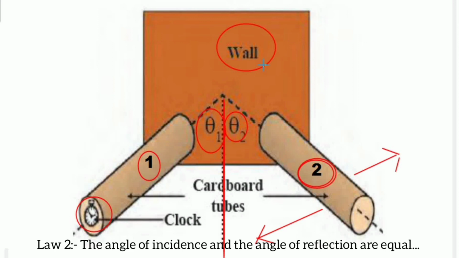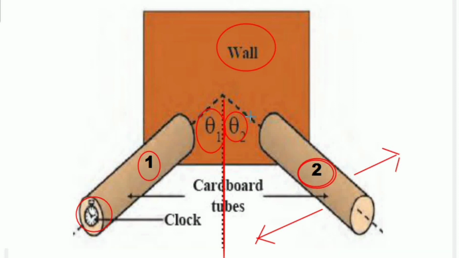So these are the two inferences, or the two laws, and these two laws are called the law of reflection of sound. A very simple activity is there, and using this activity you can simply prove the law of reflection of sound. In the same manner, we also have the law of reflection of light.